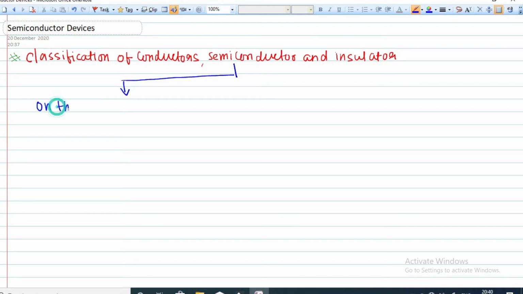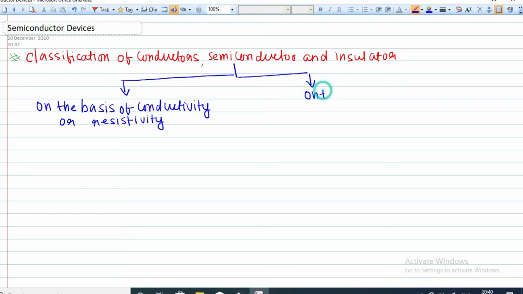On the basis of conductivity, or we can say resistivity. Reciprocal of conductivity is known as resistivity. And the second basis of classification of conductor, semiconductor and insulator is on the basis of energy bands. So this is our discussion on the basis of energy bands.